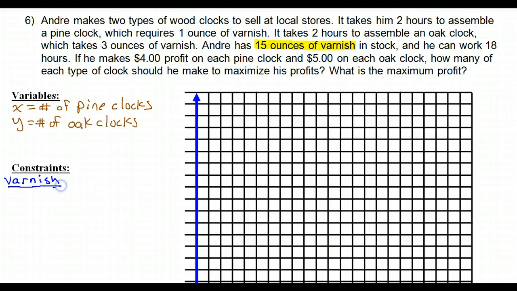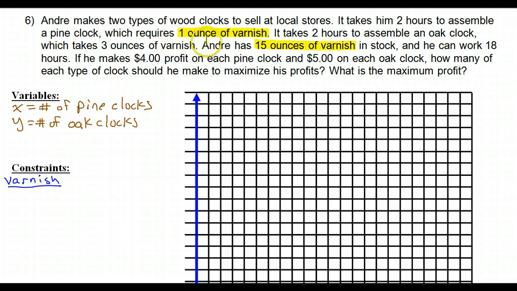Okay. So since I have a varnish limitation, I should hunt through the entire problem looking for any mention of varnish. And it's going to say something about a pine clock takes this much varnish and an oak clock takes that much varnish. And that's how I will build the rest of this constraint. So it takes him 2 hours, okay, fine, which requires 1 ounce of varnish. There it is. We're working on the varnish constraint. So let's highlight everything pertaining to varnish.